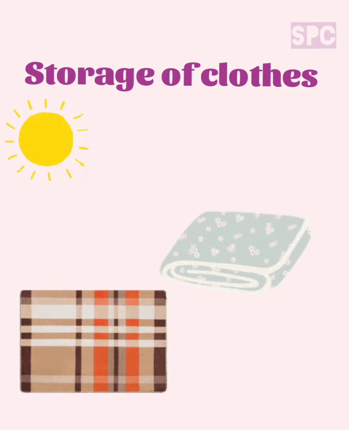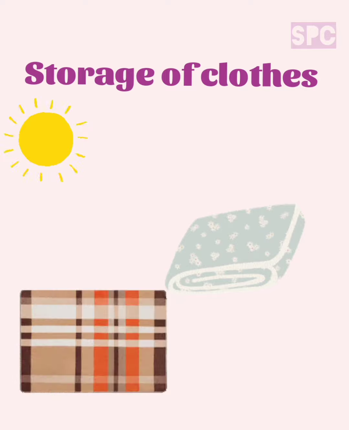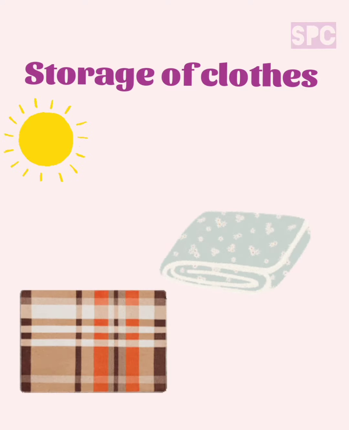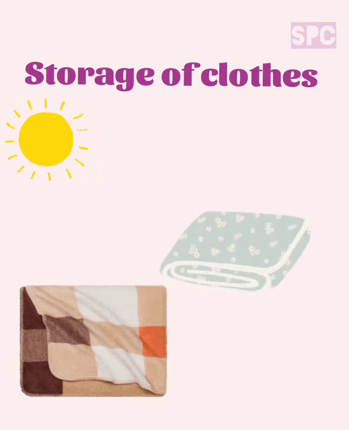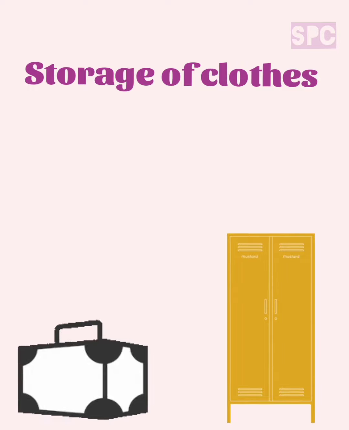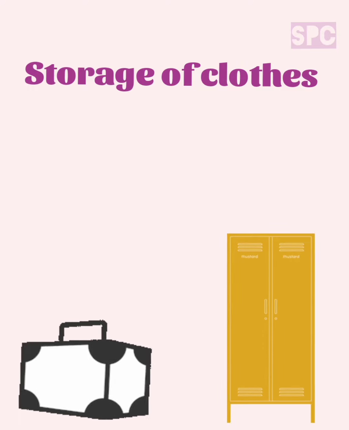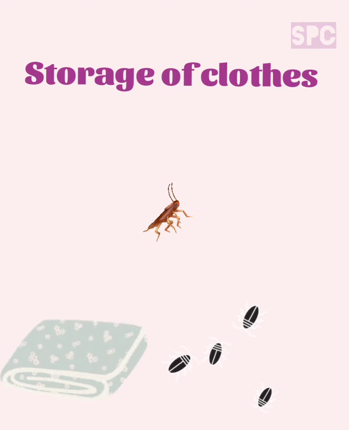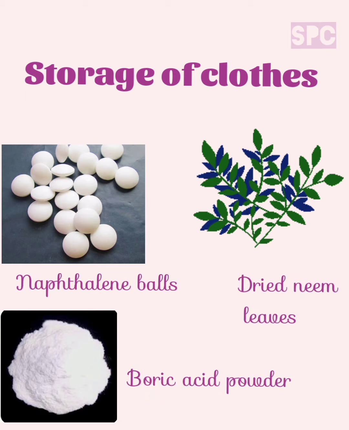Children, you must have seen your mother sun drying all blankets and woolens after the winter is over. In this way, she ensures that all the germs which may be present in them are killed by the heat of the sun. Later, they all are stored in clean dry places like cupboards or trunks. To ensure that no further damage is done by the insects like cockroaches or silverfish, dried neem leaves, naphthalene balls or boric acid powder are kept between them. This will ensure that your woolens and expensive silk clothes are in good condition in the coming years as well.